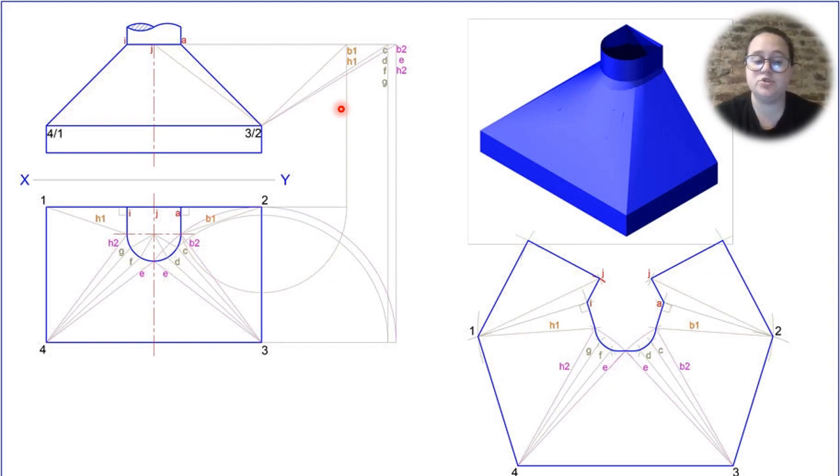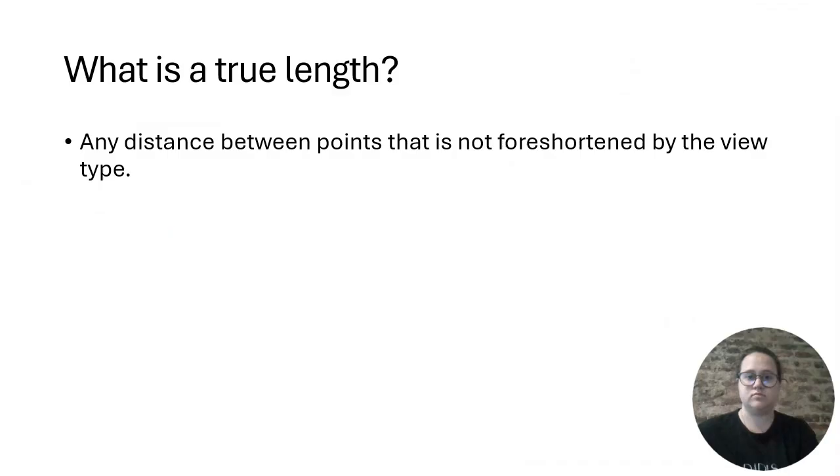So for us to be able to draw a complex drawing like this, we will have to go to the basics. The first thing we'll be looking at is how to get the true length of a shape or of a line, a specific line. So what is the true length? It is any distance between points that is not foreshortened by the view type. These are all a bunch of big words.